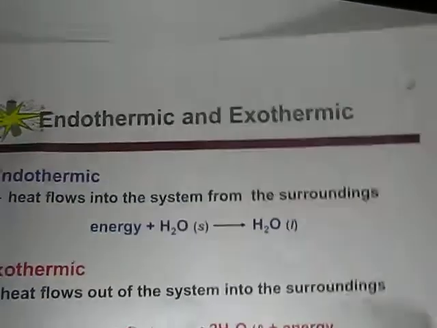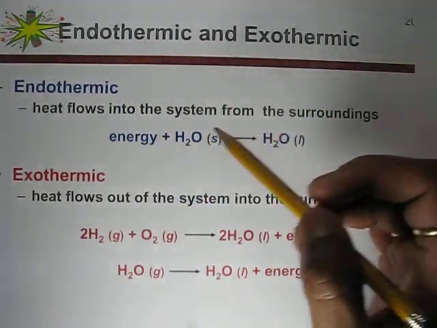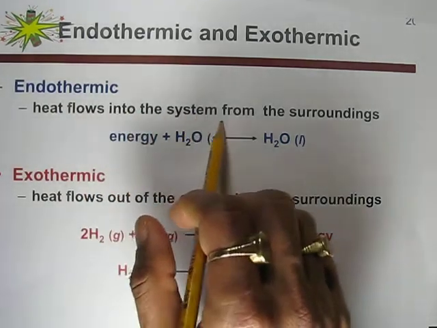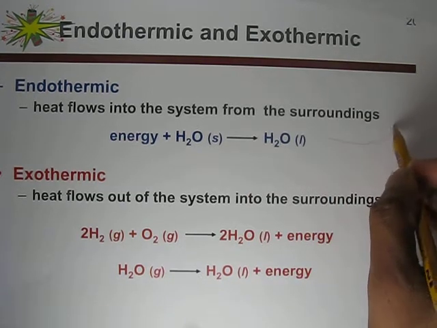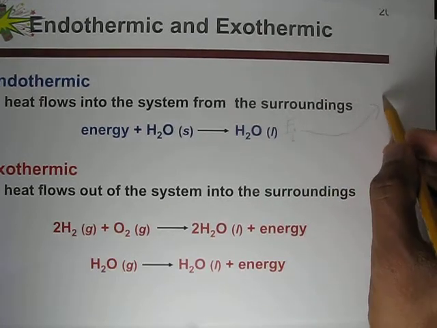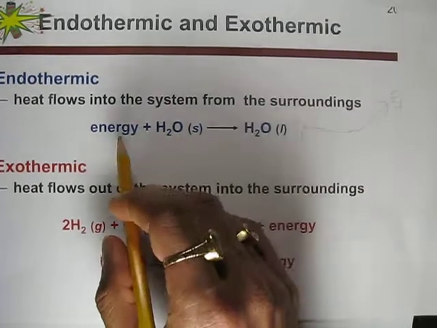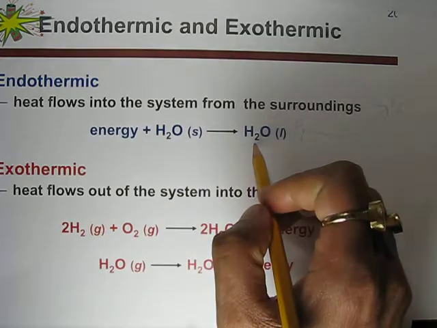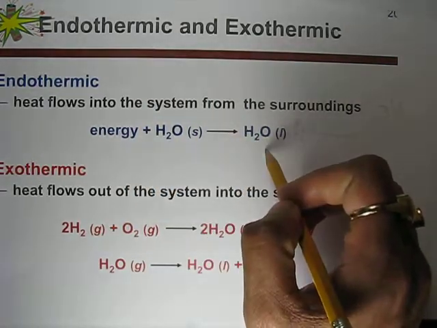Let's summarize exothermic and endothermic. Here is one example. Endothermic means heat flows into the system from the surrounding. So the graph will be like this one: E initial and E final. For example, solid water means ice. When ice melts, it needs energy from the surrounding to become liquid.